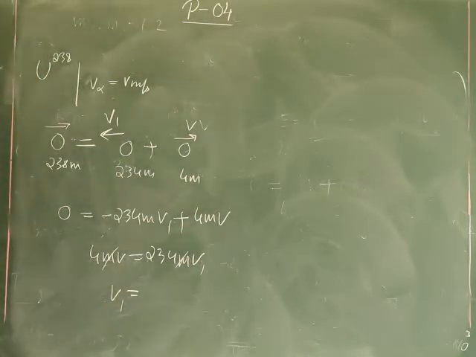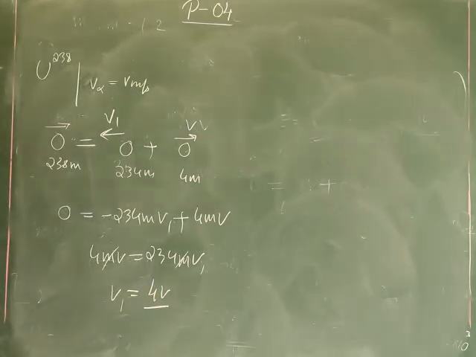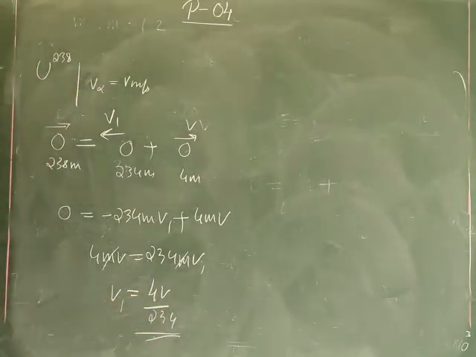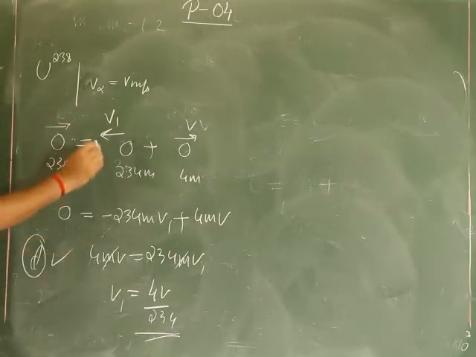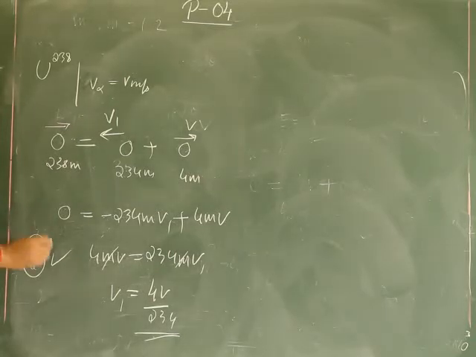So the answer will be 4V divided by 234. In option D, the exact answer is D itself, but make a change there: it says 4V divided by 238, so slightly you have to make a change and make it 234. Okay, so the option is D.